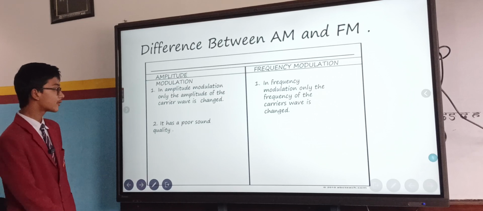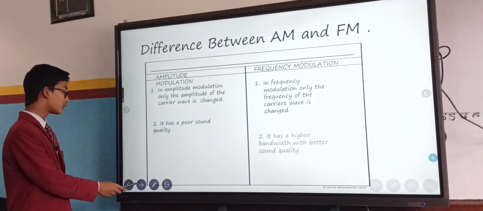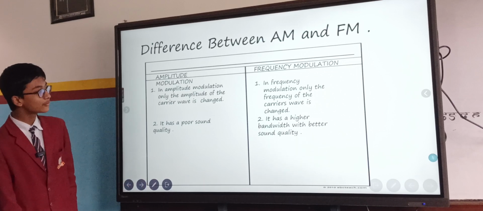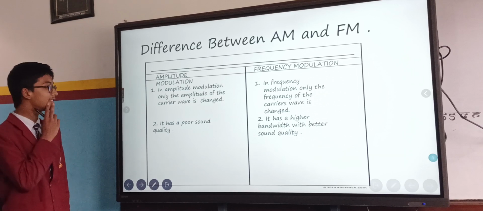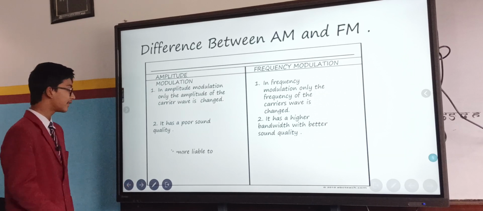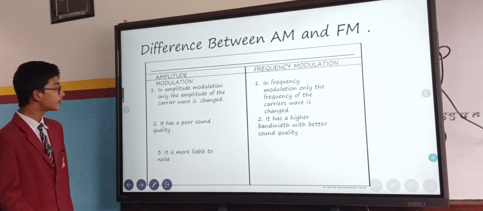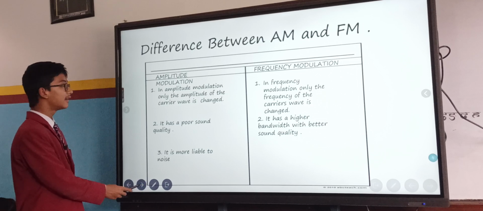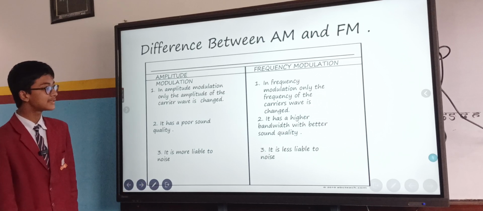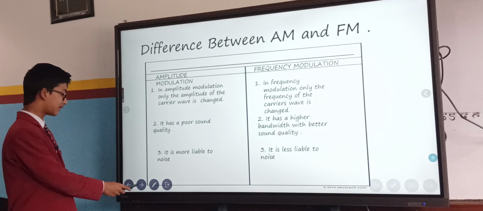Amplitude modulation has a poor sound quality. Frequency modulation has a higher bandwidth with better sound quality. Amplitude modulation is more liable to noise, and frequency modulation is less liable to noise.